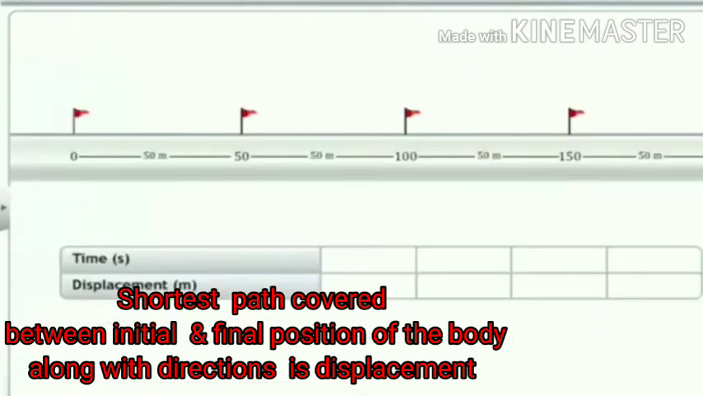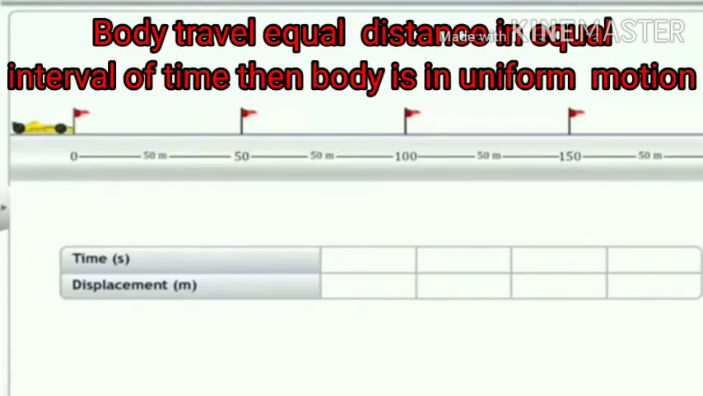Thus, distance and displacement are both different physical quantities. One is a vector quantity, another is a scalar quantity. Here you can see if a car is moving along a road, then it is covering the same distance in a fixed period of time.